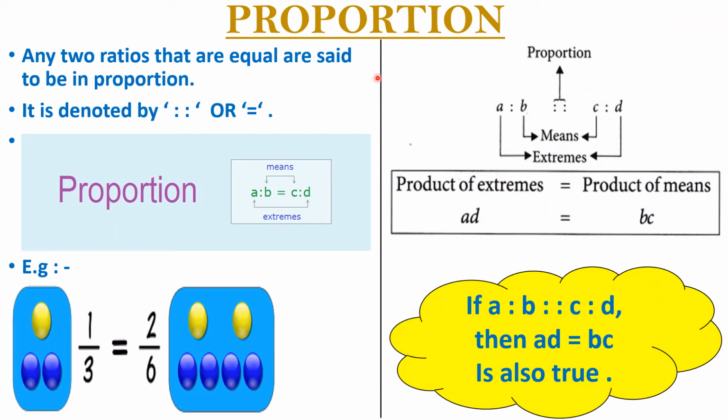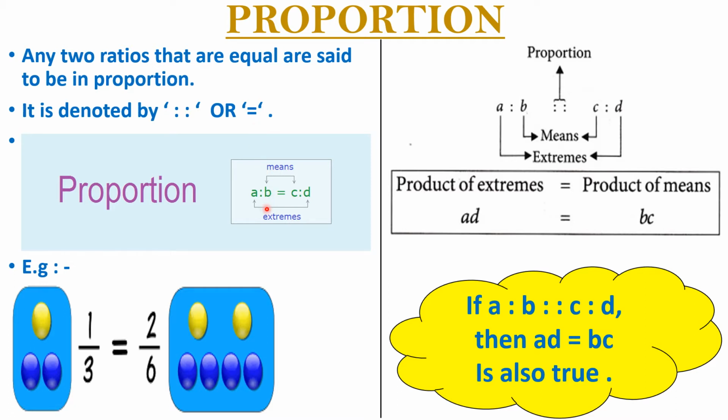Let us understand proportion in detail. Proportion. Proportion means a part or share of a number considered in comparative relation to a whole. Children, when any two ratios have equal value, then the two ratios are said to be in proportion. Proportion itself states the equality of two fractions or ratios. Proportion is denoted by double colon or equal to symbol.